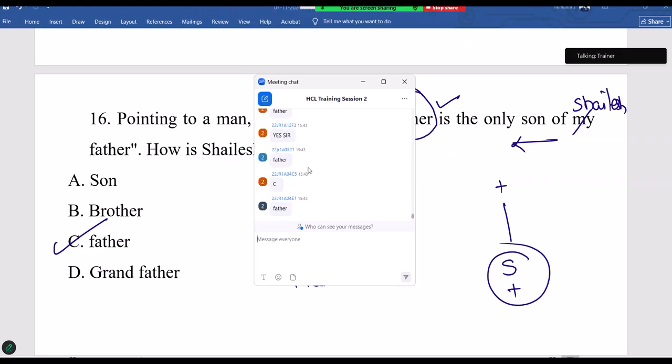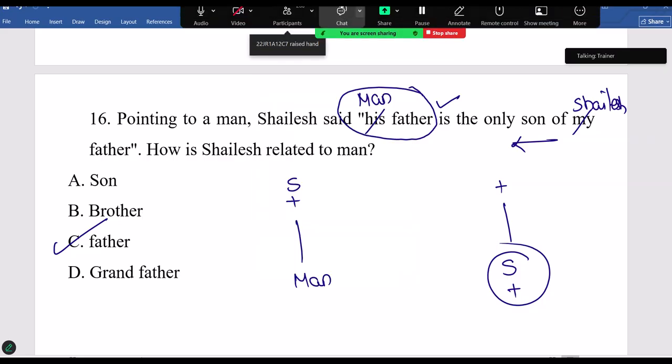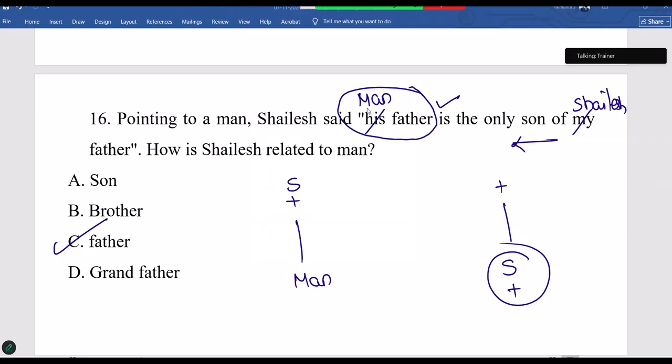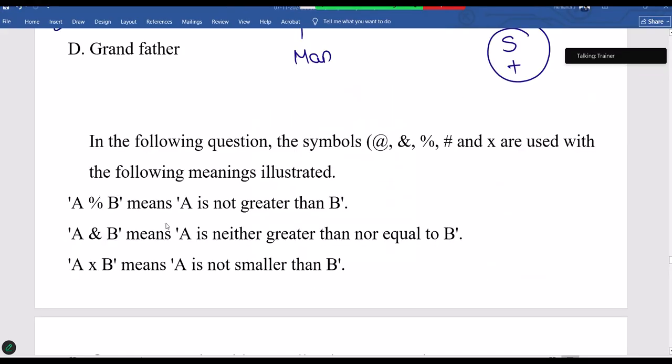Option C, not B. Father. Father is the answer. 2C7, what's the doubt? You just text me, then I'll enable you to talk.